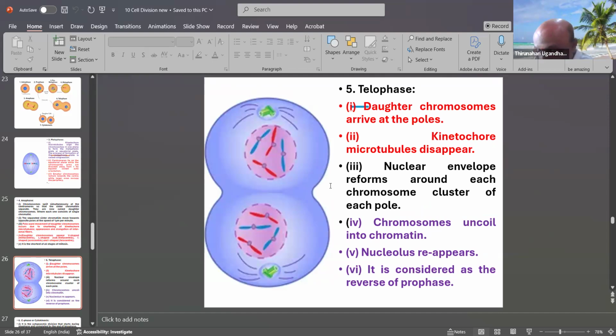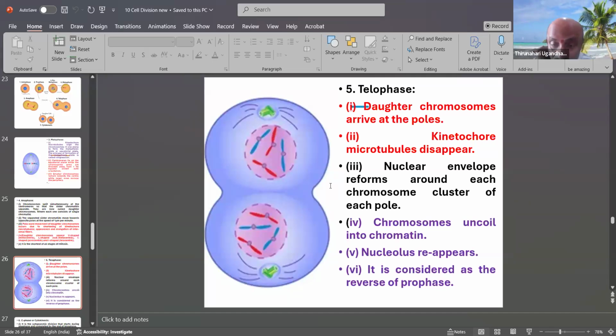What is the meaning of telo? Telo means tail. Tail means last. In the last stage, the daughter chromosomes arrive at the poles. At the poles, the kinetochore microtubules disappear. The kinetochore means the central part of the chromosome, mainly.